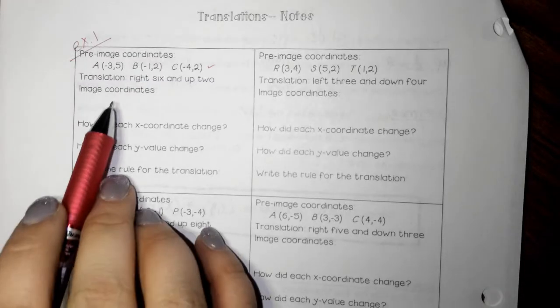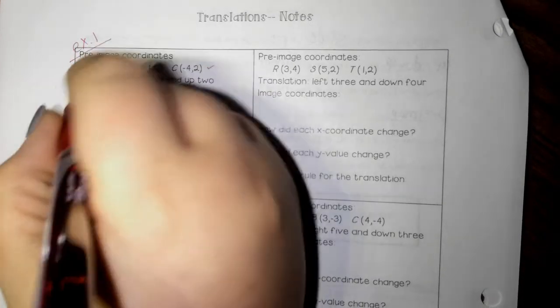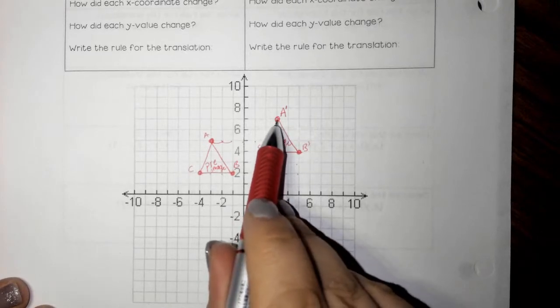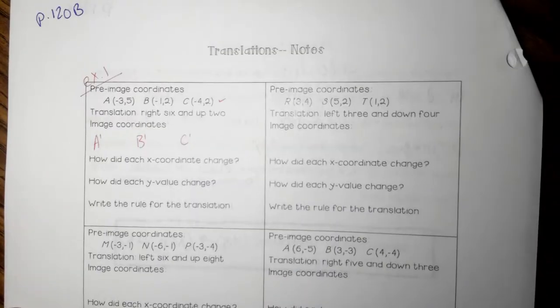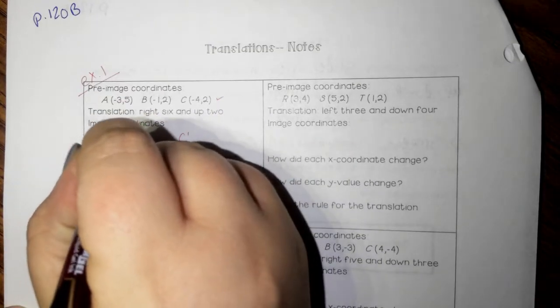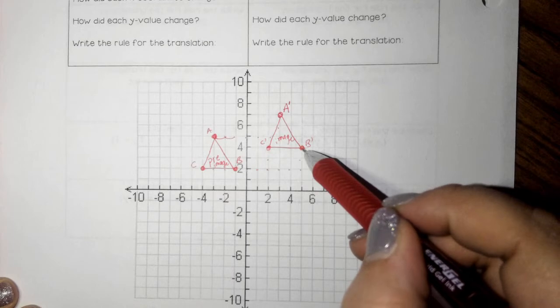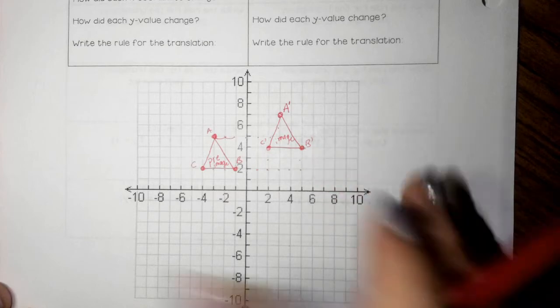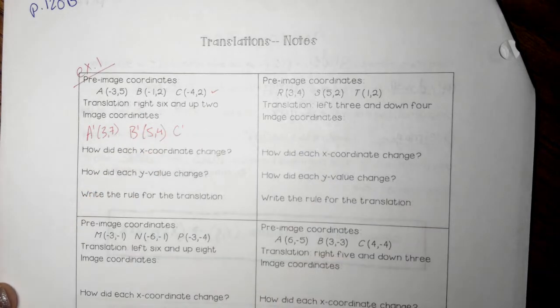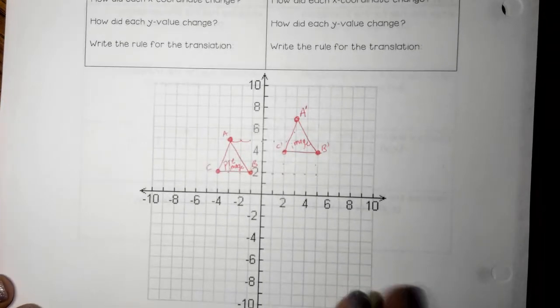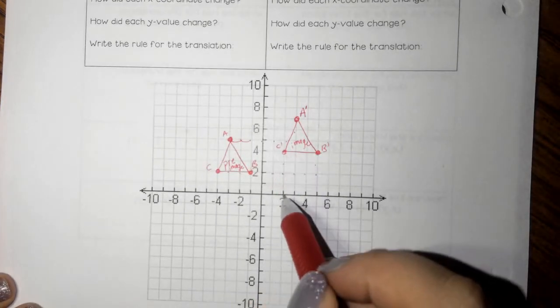So we have a question here about the image coordinates. We want to write the coordinates for A prime, B prime, and C prime. A prime is right here. That is 3, 7. A prime is 3, 7. Now let's look at B prime. B prime is 5, 4. And we need C prime as well. Here is C prime. That is located at 2, 4.